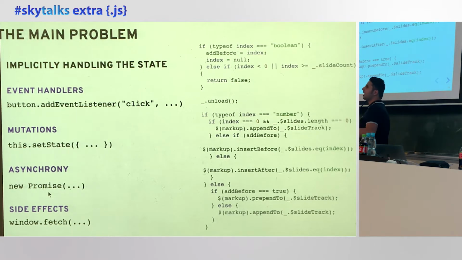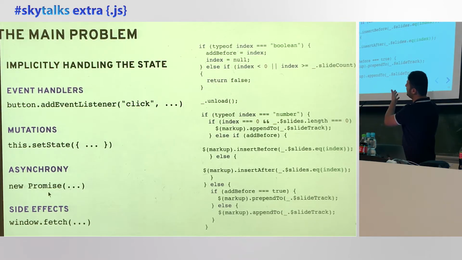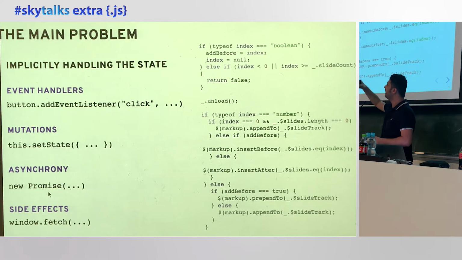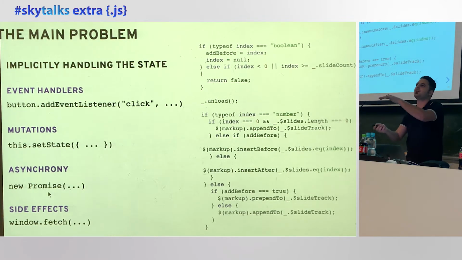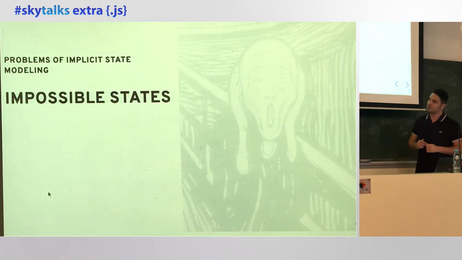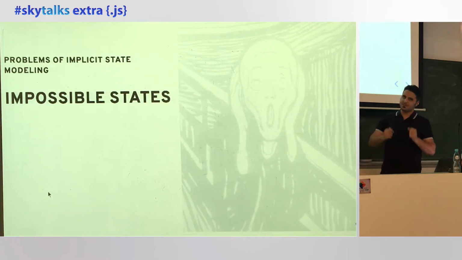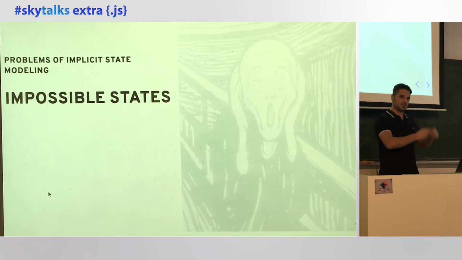By handling the state of the application implicitly, we not only end up with those bugs, but also to understand what the code does, you have to understand what event handlers are, mutations, asynchronous stuff, concurrent stuff, all the side effects. You have to understand every line of code just to understand the logic behind it. And that's not feasible in product development. So impossible states are one of the problems that come with handling states implicitly.